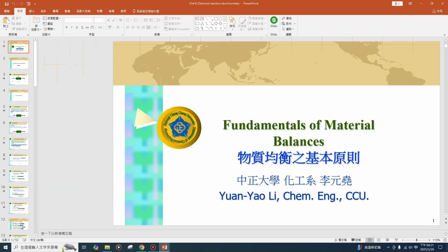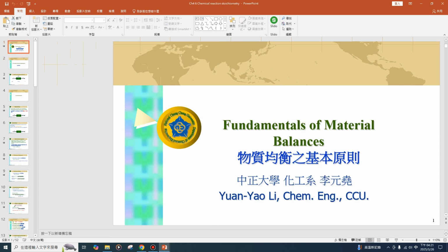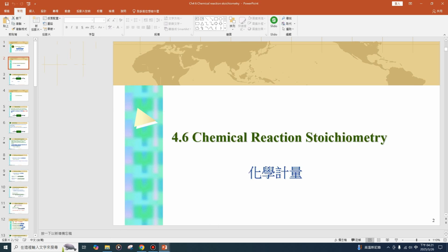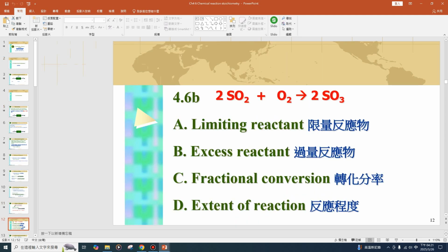And then after that, we move to the chemical. The mass balance involves chemical reaction. We start with the stoichiometry, reaction stoichiometry, right? Okay, and then there are 4 concepts, okay?